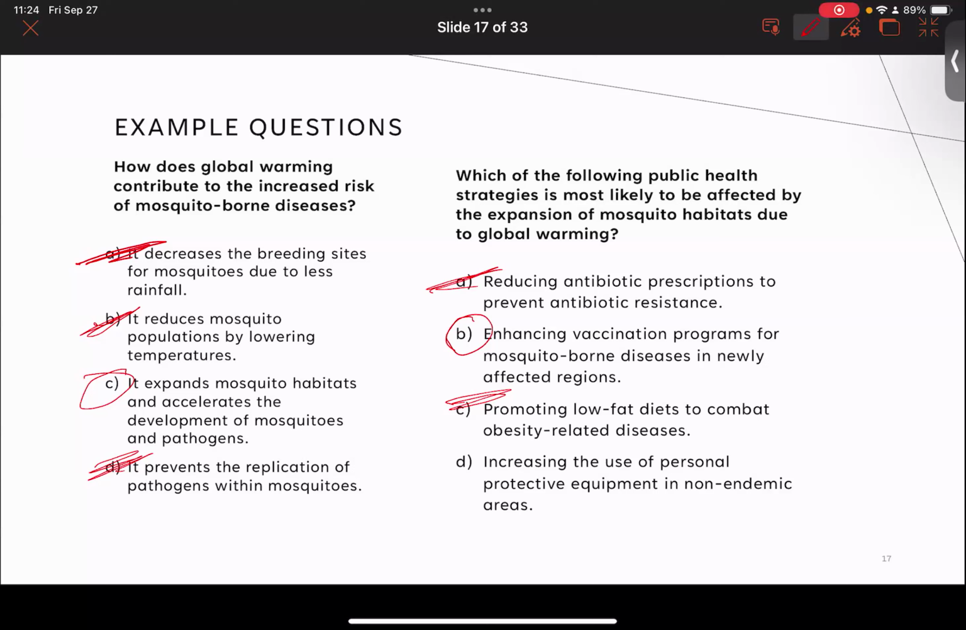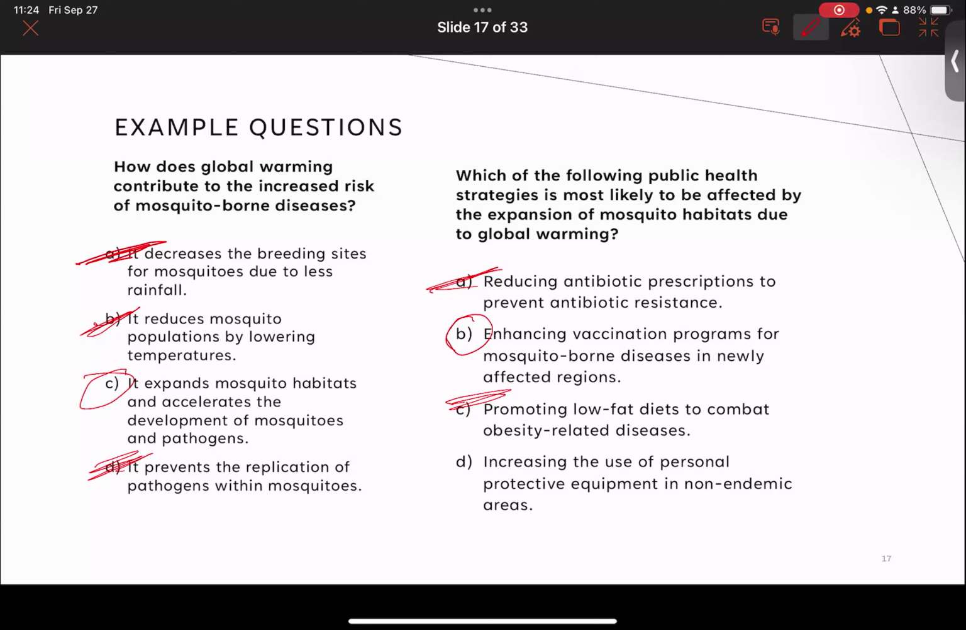Do you want to increase the use of personal protective equipment in areas that are non-endemic? Not necessarily, if you're not concerned about an active current outbreak, so an epidemic. If you're not concerned about that at the time, there's no need to increase your PPE to deal with that. So you really do want to go ahead if you think that new diseases are coming into your area, like chikungunya. There is a vaccine available for that. If that's becoming an increasing problem, you're seeing more and more incidences, then you're going to want to vaccinate the population and get as many vaccines out as you can.